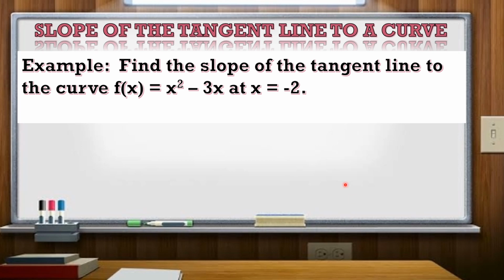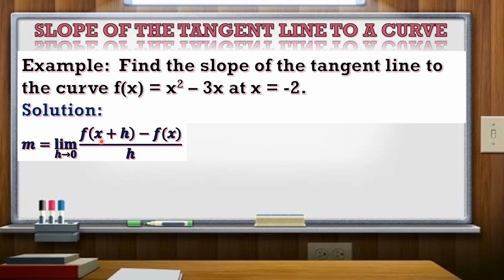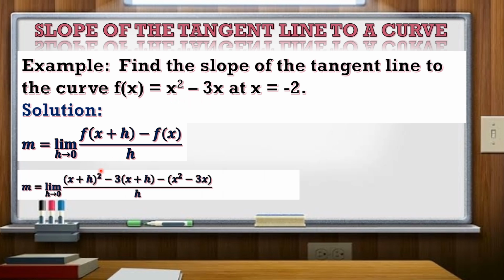Another example. We have the function x squared minus 3x at x is equal to negative 2. Same process pa rin. Una natin hahanapin muna yung slope of the tangent using this formula. So, yung mangyari dito, para makuha yung f of x plus h, lahat ng x na nasa function natin magiging x plus h. By substitution, we get, so yung x na to magiging x plus h, and then squared, minus 3 times, yung x ulit magiging x plus h, minus your f of x, which is your function, over h.